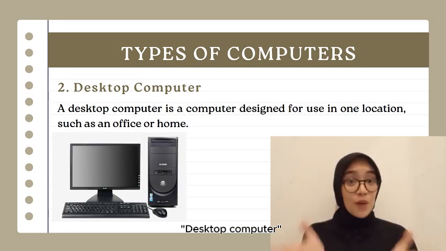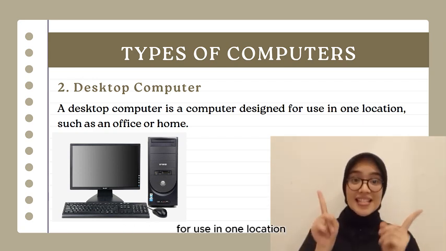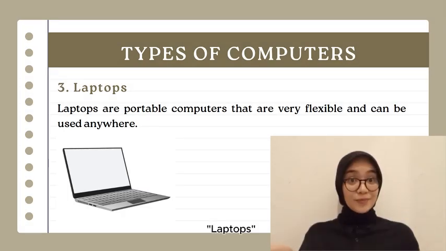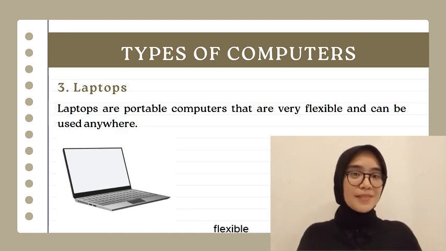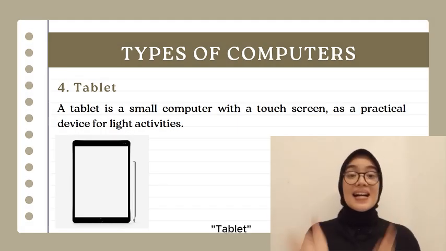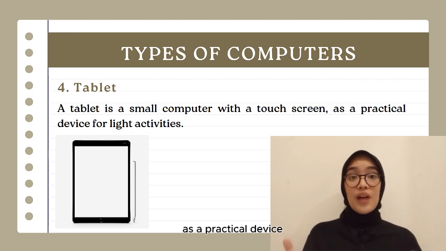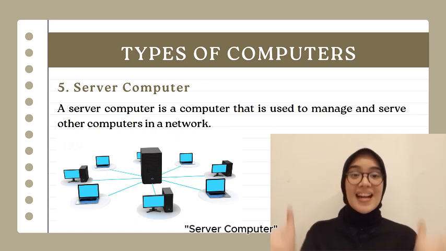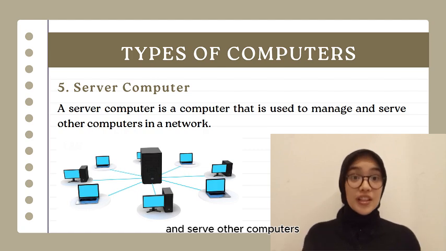2. Desktop computer. A desktop computer is a computer designed for use in one location, such as an office or home. 3. Laptops. Laptops are portable computers that are very flexible and can be used anywhere. 4. Tablet. A tablet is a small computer with a touch screen. 5. Server computer. A server computer is a computer that is used to manage and serve other computers in a network.